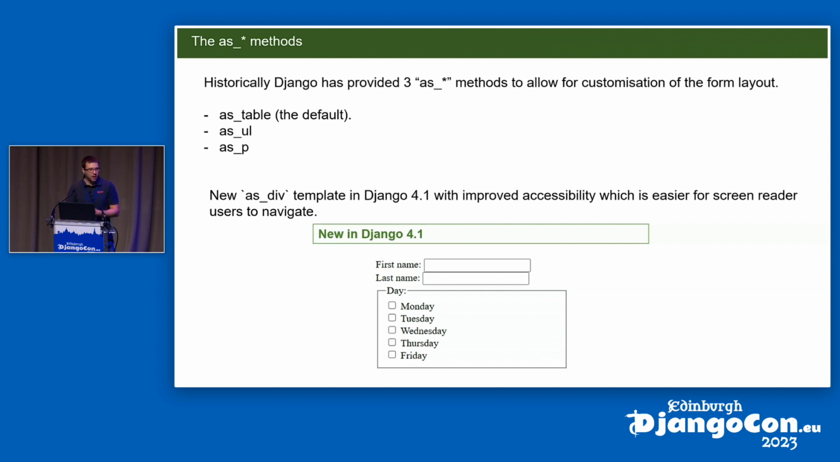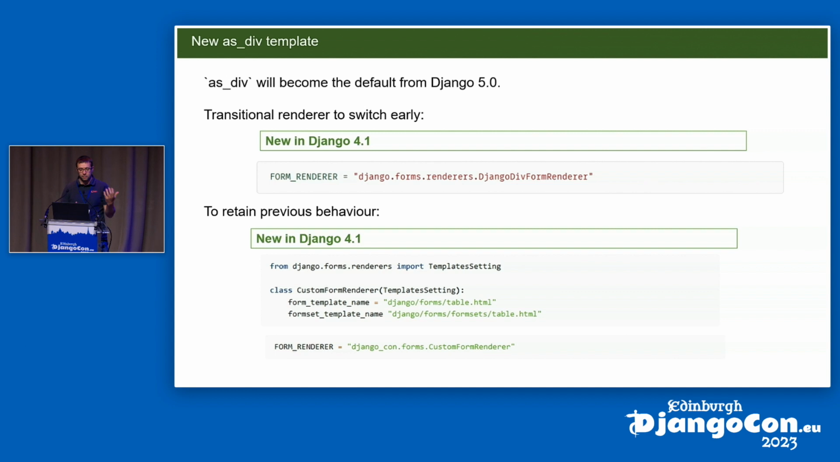So Django wants to ship sensible defaults. So as_div will become the default in Django 5.0, and we've deprecated the old style. To ease the transition, there's a transitional renderer that was introduced in Django 4.1. You can implement this by setting the form renderer setting in your settings.py file to that transitional renderer.